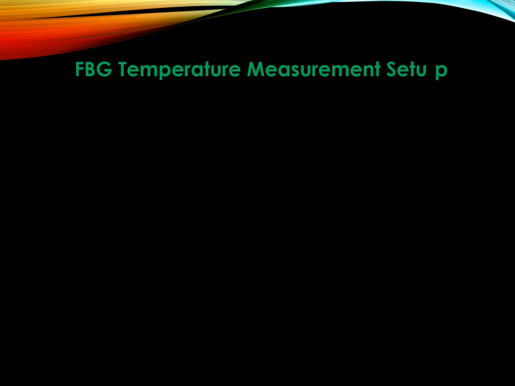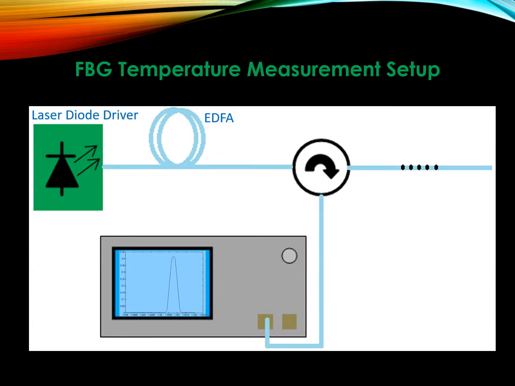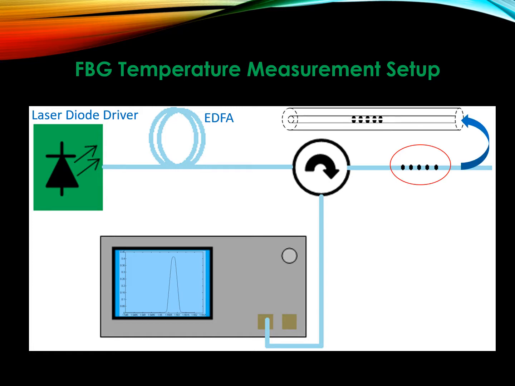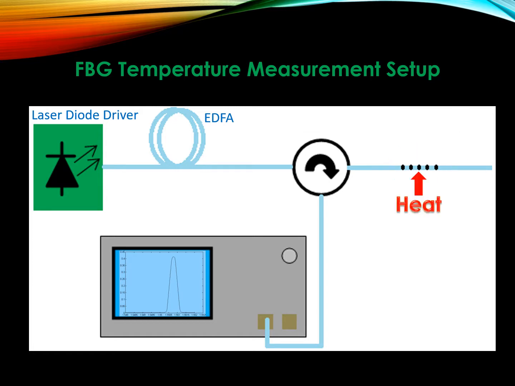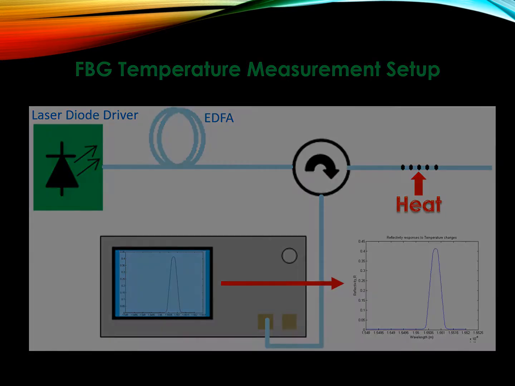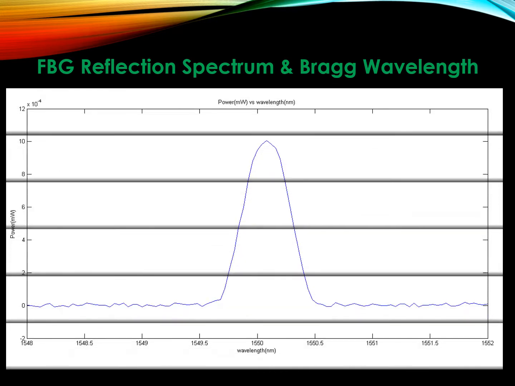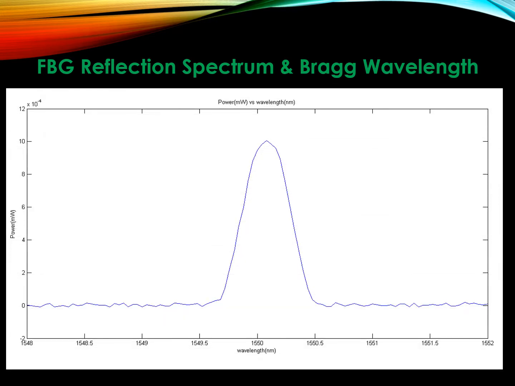An FBG measurement system is constructed to read the reflection spectrum of the FBG. The FBG is heated to different temperatures to observe the change in the reflection spectrum. For different temperatures, the Bragg wavelength for each reflection spectrum is recorded. Bragg wavelength is the wavelength where the reflectivity of the FBG is the highest.